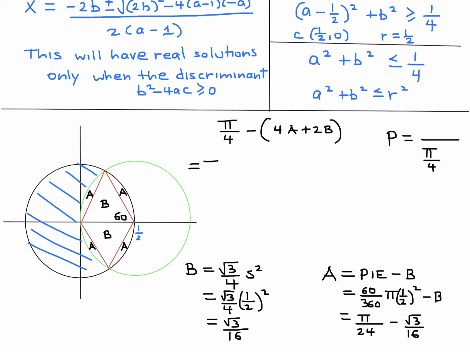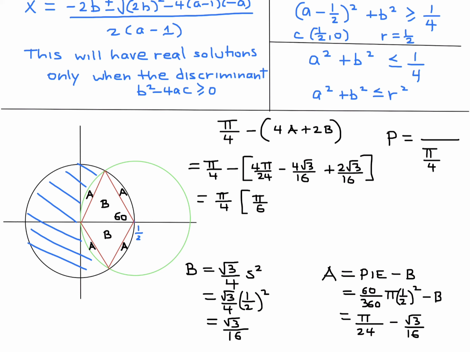So let's begin. This is pi over 4 minus 4 times a. Well, a is this down here. So that's going to be 4 pi over 24 minus 4 root 3 over 16. And then we have to add 2b. b is down there, so 2b would be 2 root 3 over 16. Okay. So that looks to me like pi over 4, and then this is pi over 6, and then that's going to be minus 2 root 3 over 16. Okay, great.